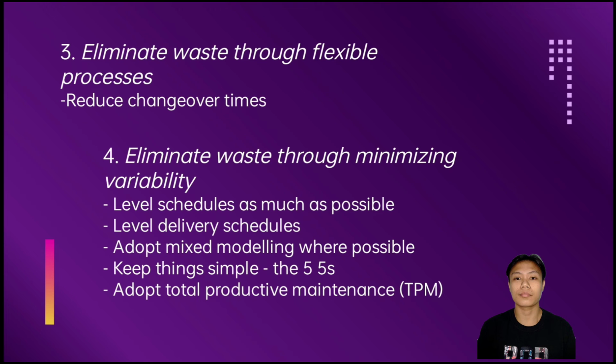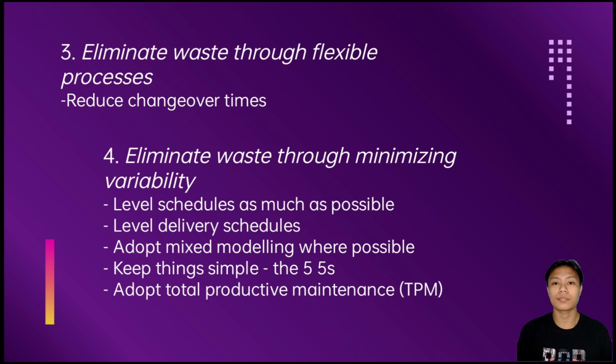Number 4. Eliminate waste through minimizing variability. Variation in the quality of items is one of the biggest causes of the variability that will disrupt the flow. Variation affects more than just direct cost. So, to stop those issues, businesses must level schedules as much as possible, level delivery schedules, adopt mixed modeling where possible, adopt total productive maintenance or TPM, and lastly, apply the 5 S's. Eliminating variability is the key to reducing risk and reducing the complexity of all the issues we have to manage in our businesses.